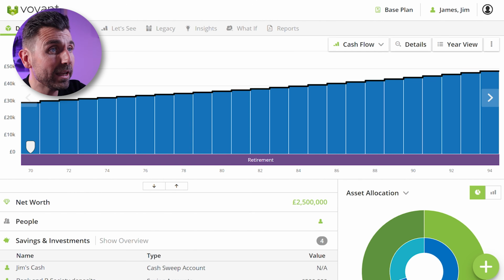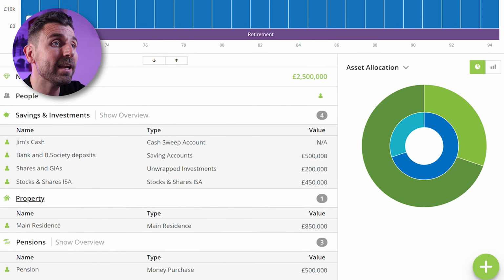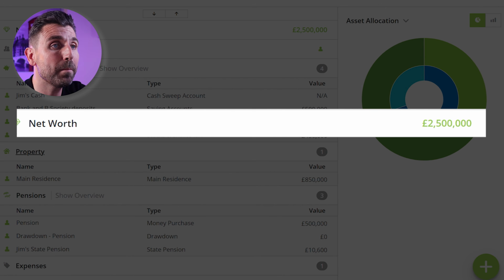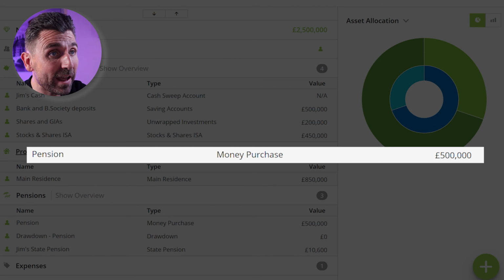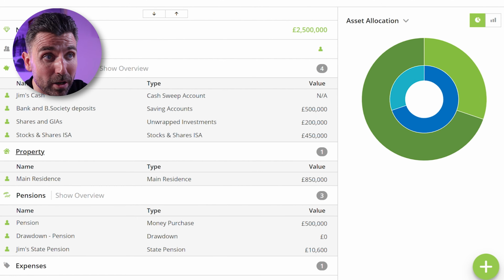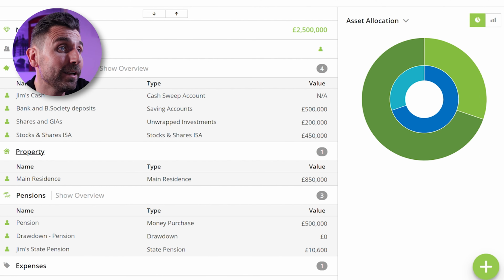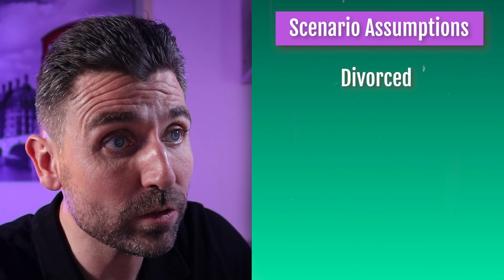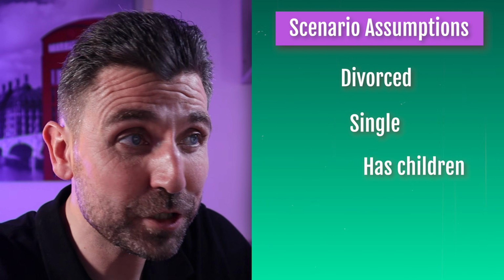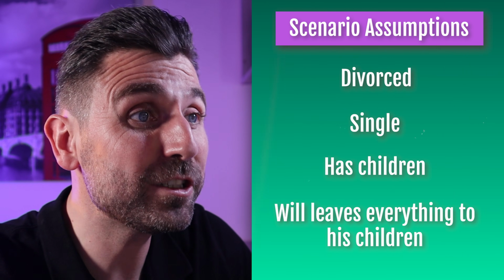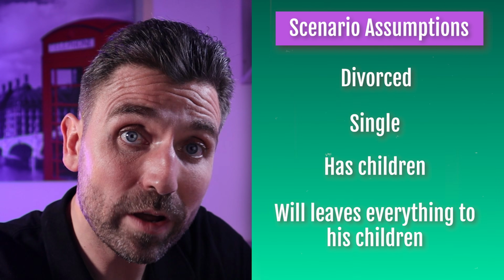So we have a client here, Jim, who's 70 and has a net worth of currently £2.5 million, with £500,000 of that in a pension environment. So a taxable estate for IHT purposes of £2 million. Quite a common scenario that I see. In this particular case, he's divorced, he's single, and he does have children. We're assuming that his will leaves everything to his kids. I'll tell you why that's relevant shortly.